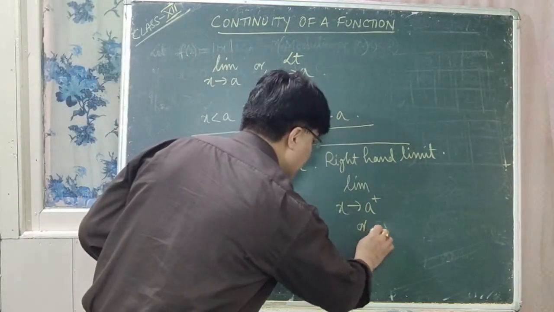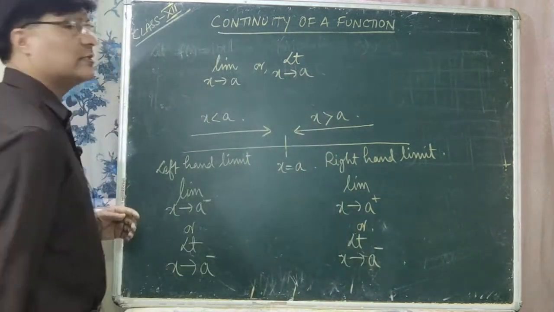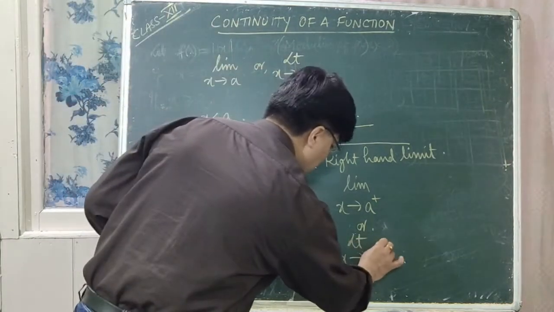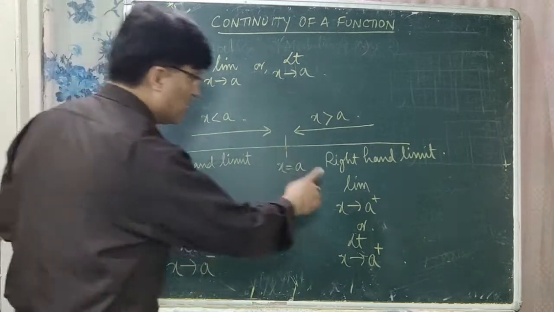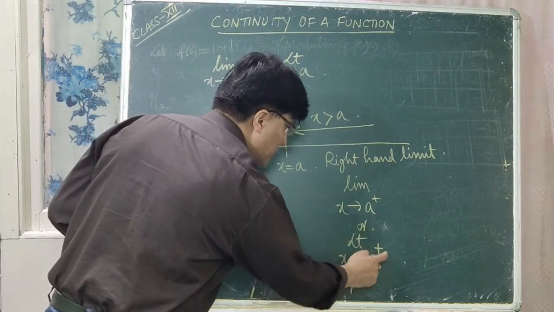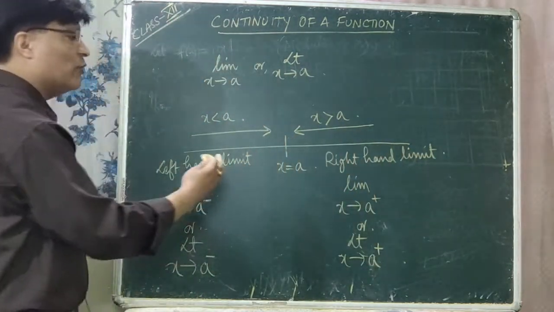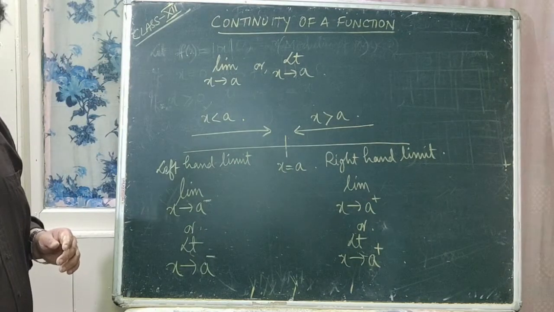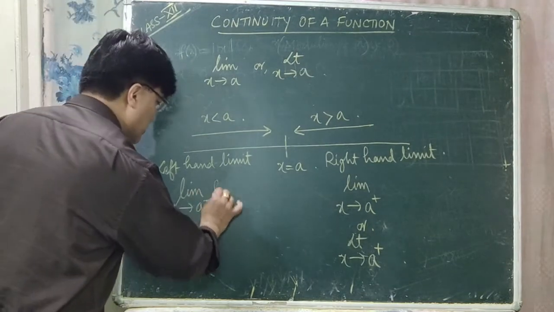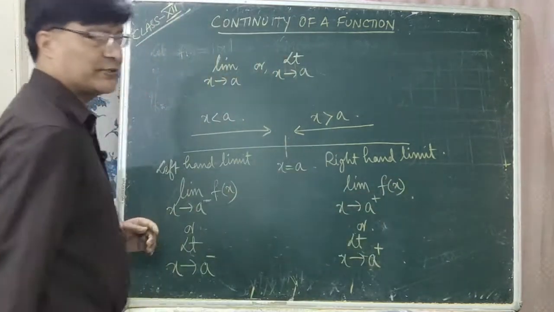Either you can write LIM x tends to a plus, or you may write LT x tends to a plus. So what does it indicate? X is approaching a from which side? Right hand side only. Is that clear? So in this case you can write down the function also. This is function of x. This is also function of x.